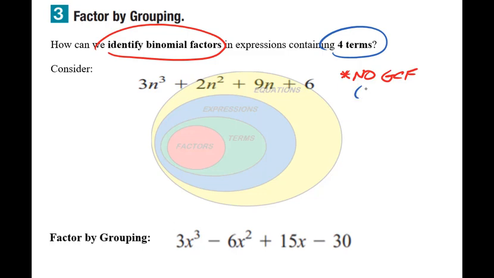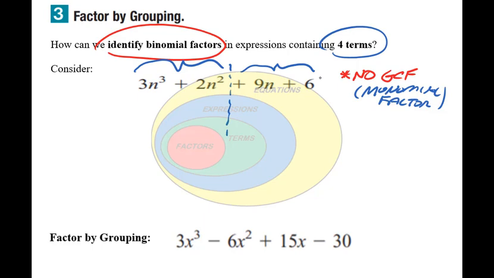Basically, no monomial factor that's common. There's nothing common. There's no n's, 3, 2, 9. So what we're going to do is group these terms together. Instead of all 4 separately, we're going to look at this as the first 2 terms. We're going to group these 2 terms together and look at those, and then we'll group these 2 terms together and look at those.